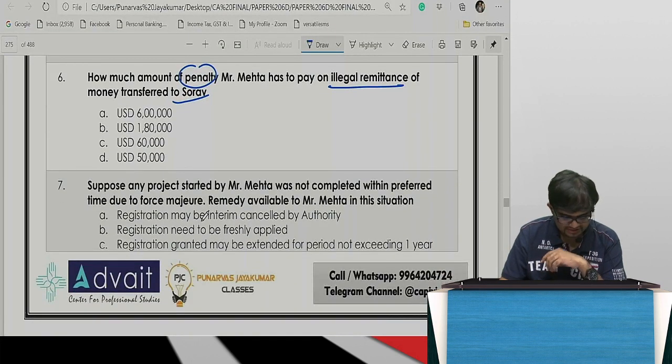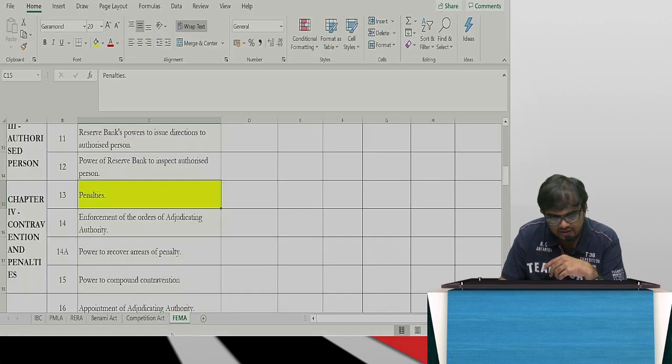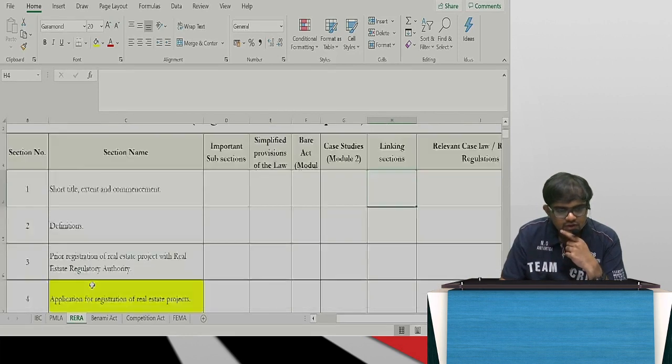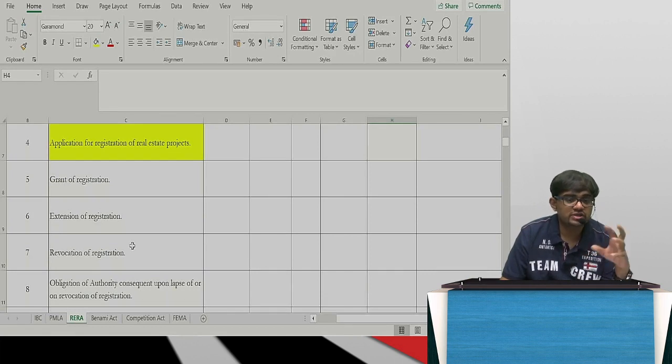Right? Next, 7. Suppose a project is started which is not completed due to force majeure and all those things. This is again RERA. Automatically try and map where it comes under the mapping. Force majeure, etc. What happens? That talks about extension of registrations. You are supposed to register within time, but force majeure, earthquake, flood, all that happened. So how will I extend?